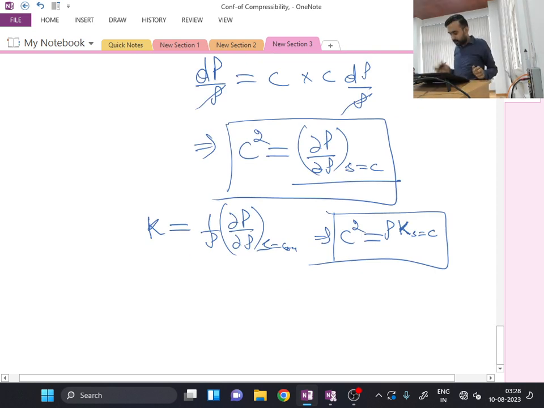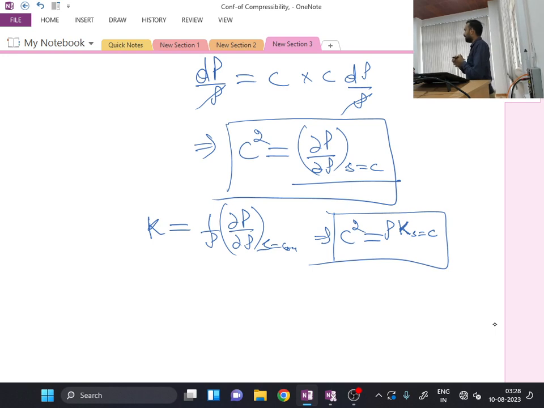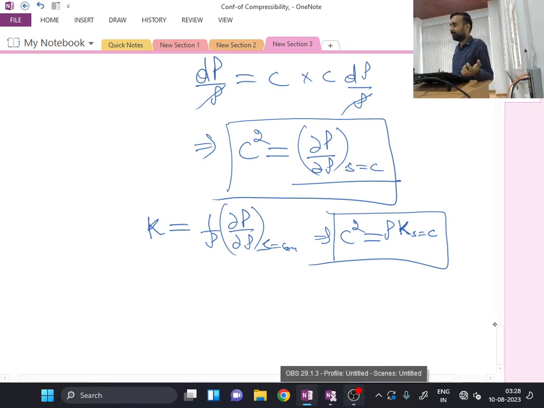So now we will stop at this point, and further inferences of this concept, that is, how the speed of sound helps us in defining incompressible or compressible flow, we will study in the next lecture.